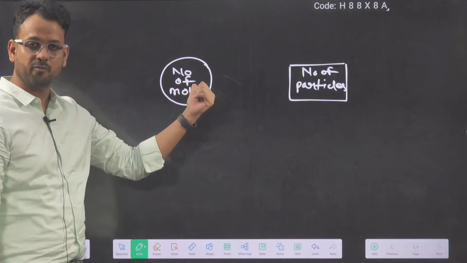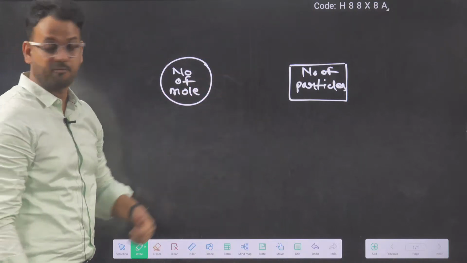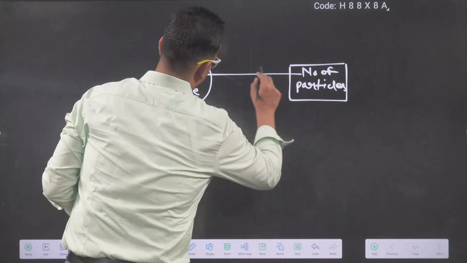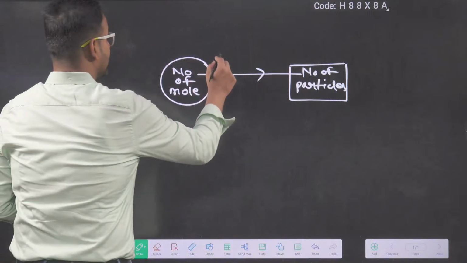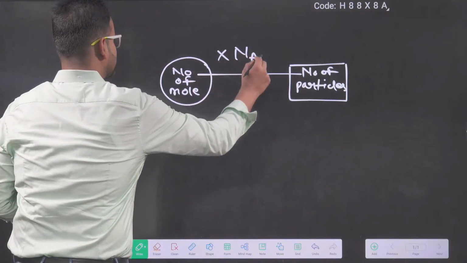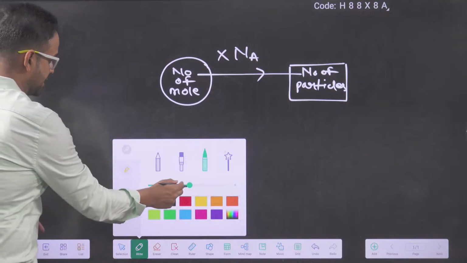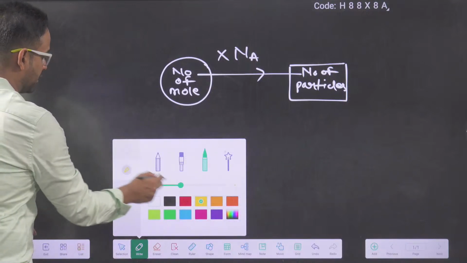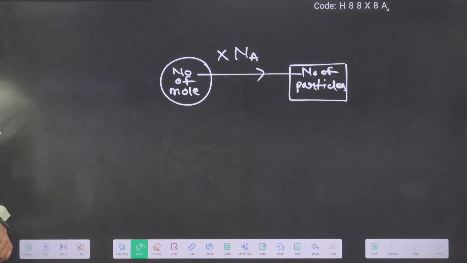So whenever number of mole is given and you have to find out the number of particles, we multiply by the Avogadro constant, that is Na. In this case, we multiply by Na. Yes, Shri Avogadro Garu's constant, right?